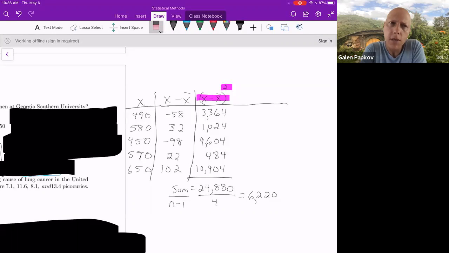But then the formula says, when you have those distances, I want to square them to get rid of the negative values. So when you square, remember, if you don't use your parentheses in your calculator, the negative sign may not disappear. So just be careful with that. When you square negative 58, you should get 3,364. 32 squared is 1,024. Negative 98 squared is 9,604, and so on. So now we have the squared distances.